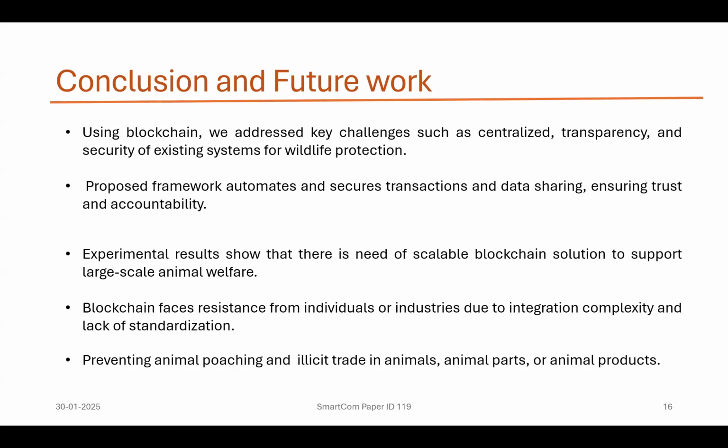A limitation of our work is scalability. There is a need for a blockchain that can scale for large-scale animal welfare. The other limitation is that of blockchain itself. Blockchain is growing very fast, but individuals and industries are not integrating it because of lack of standardization and training. As future work, we are going to implement prevention of animal poaching and tracking of animal parts or animal products.